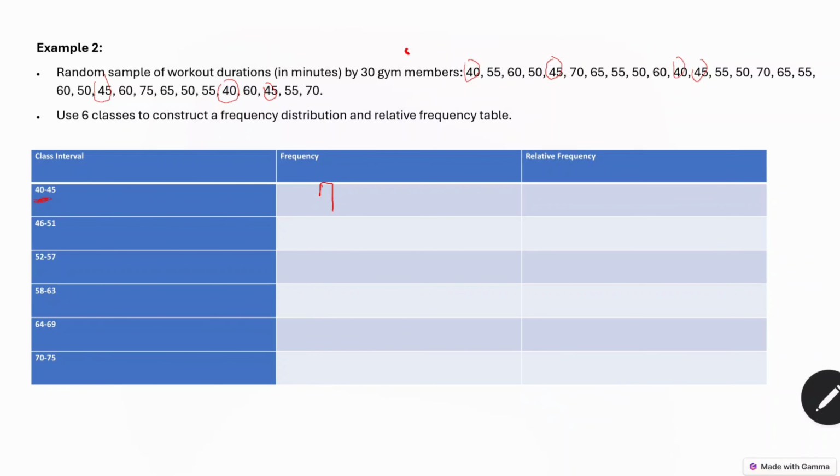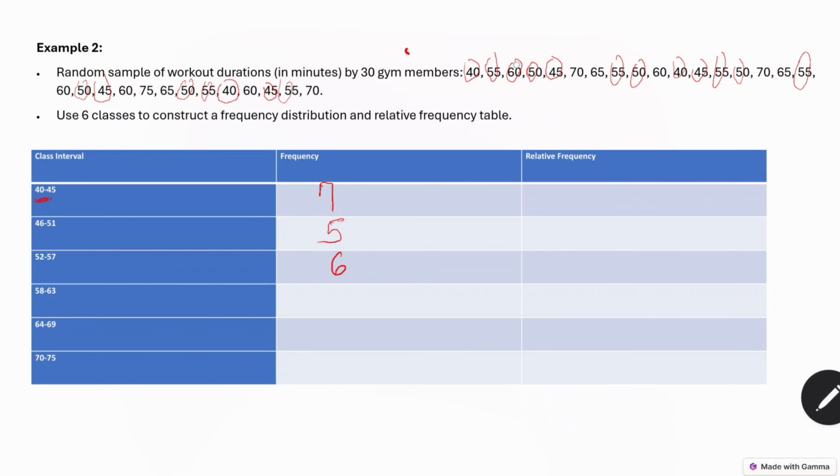For the second one, we have the next class from 46 to 51. Now let's count from 46 to 51. We have 1, we have 2, here we have 3, here we have 4, 5, so we have 5. From 52 to 57, here we have 1, 2, 3, 4, 5, 6. So here we have 6.